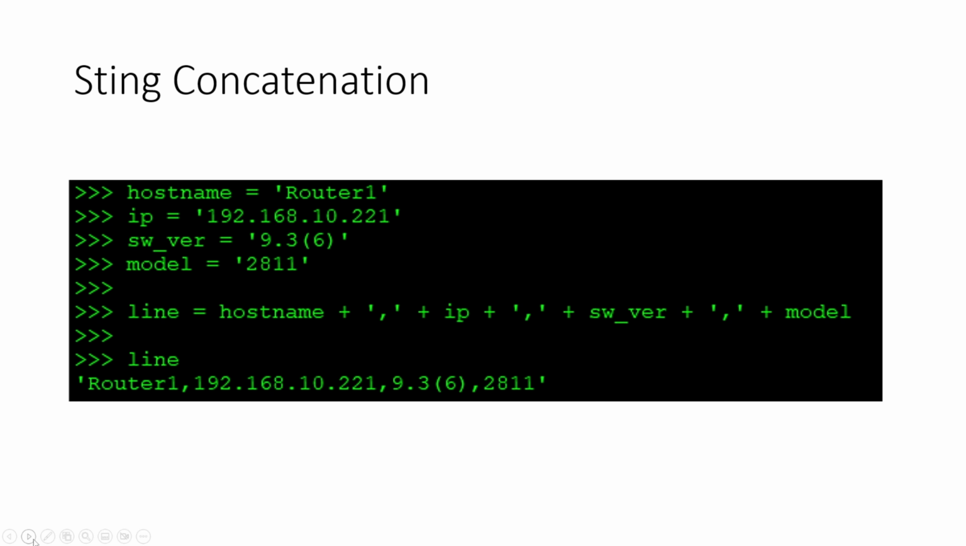I can also concatenate strings. I can create multiple variables, hostname, IP, software version, model, and then I can concatenate them using the plus for concatenation, and I've put in some additional commas inside of single quotes, and now I can convert all of these variables into a single variable named line.